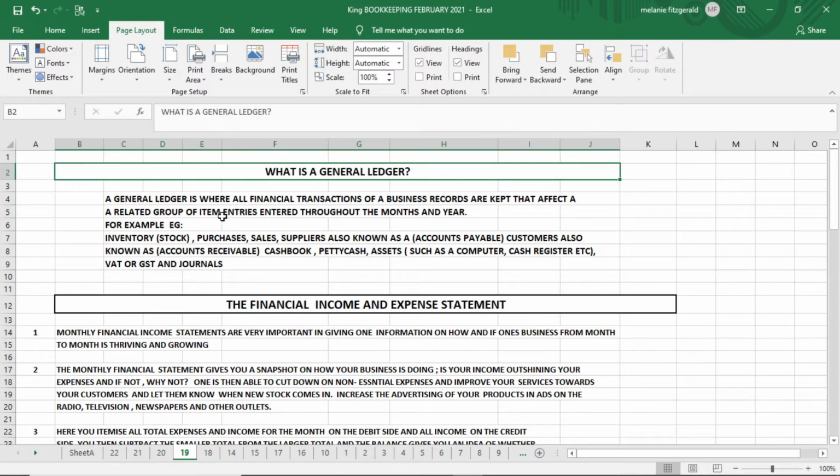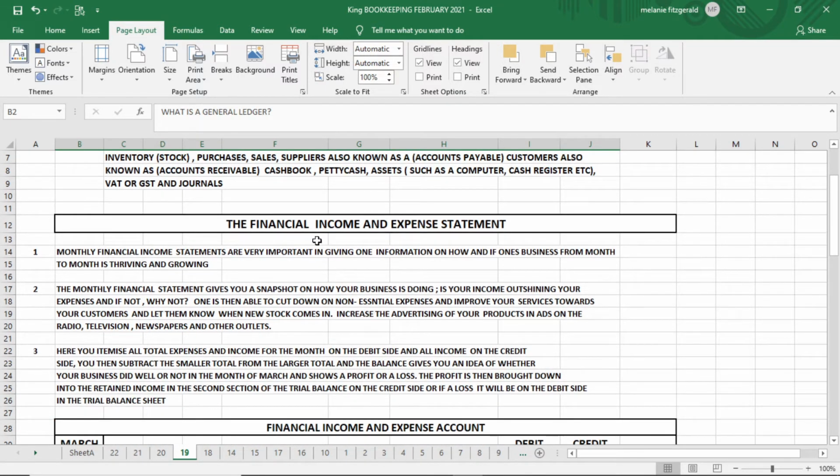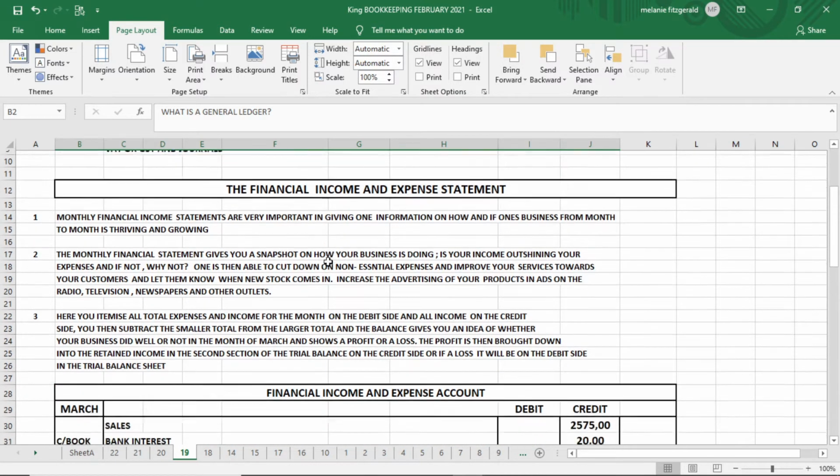A general ledger is where all financial transactions of a business records are kept that affect a related group of item entries entered throughout the months in the year. For example, inventory, stock, purchases, sales, suppliers, also known as accounts payable, customers, also known as accounts receivable, cash book, petty cash, assets, computers, and cash registers, and VAT or GST and journals.